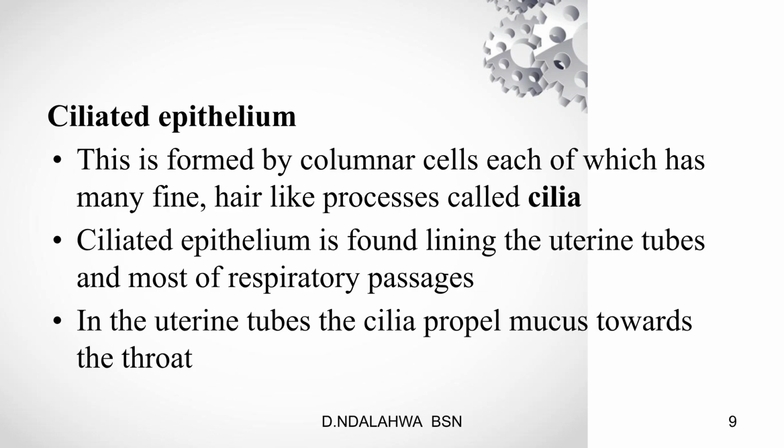Ciliated epithelium is made of columnar cells, each with many fine hair-like processes called cilia. It lines the uterine tubes and most respiratory passages. In the uterine tubes, the cilia propel mucus towards the throat.